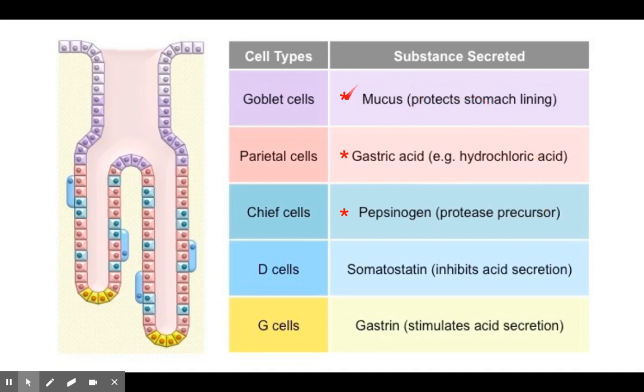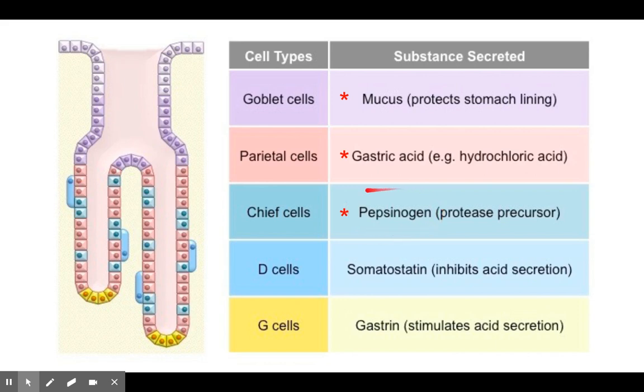That mucus is going to be really important to protect the lining of the stomach, and that's because of these other cells that are producing gastric acid or hydrochloric acid. Hydrochloric acid is quite acidic and could cause damage to the lining of the stomach, hence the need for the mucus. And then there's a different type of cell that produces pepsinogen.